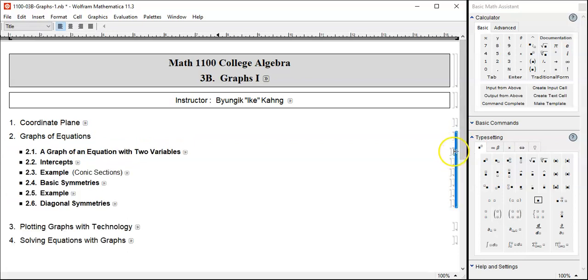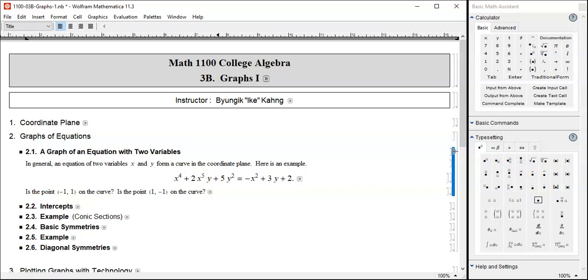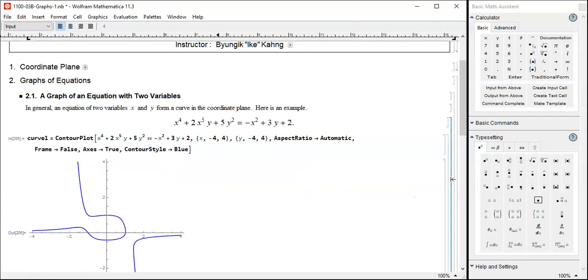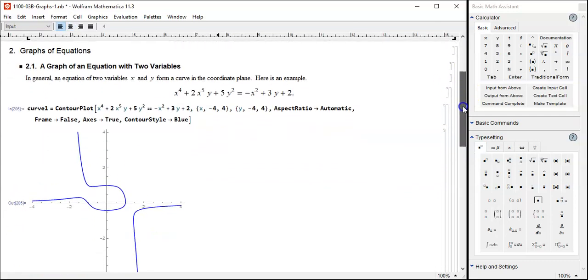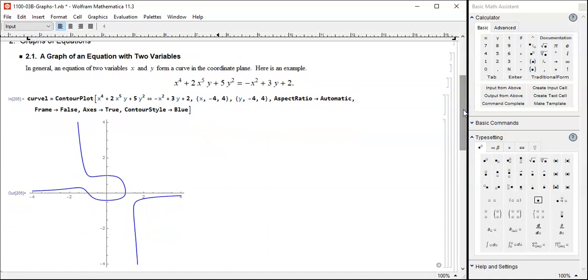Okay, section 2. Graphs of equations. A graph of an equation of two variables is an example. We have an algebraic equation with two characters, x and y, where x corresponds to the x-coordinate, the horizontal distance from the origin, and y is the vertical distance from the origin. Then often you're going to end up with a curve, or as you can see in this case, multiple pieces of curves.